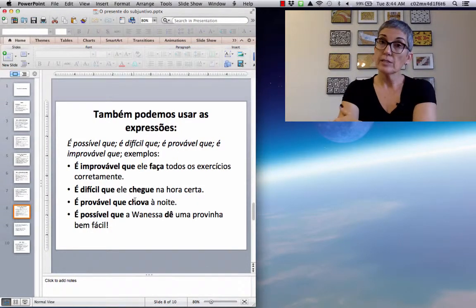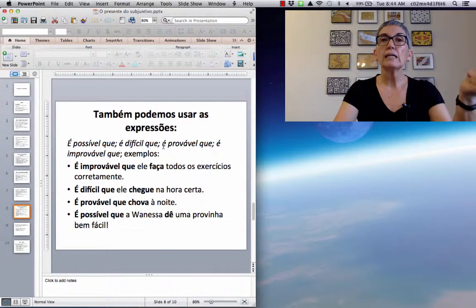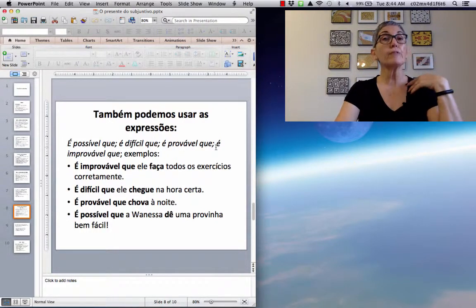And the expressions that indicate doubt. So you have the expressions. É possível que, so it's possible that. É difícil que, that means it is not likely that, okay? É provável que, it's probable that. It's improbable that, é improvável que.